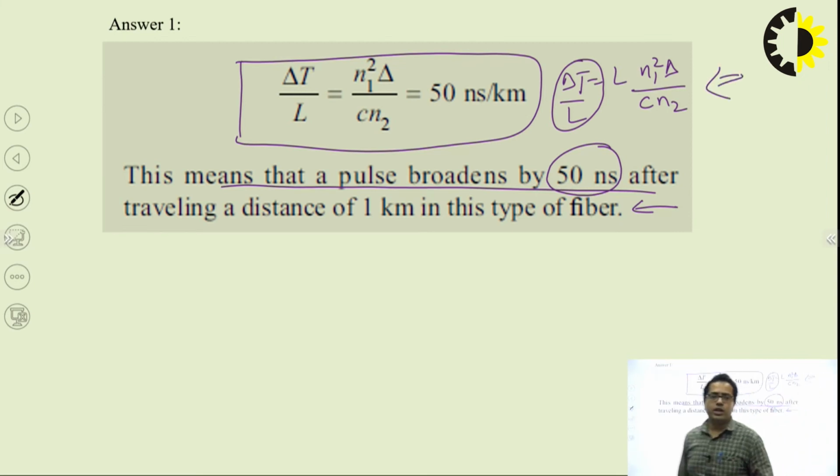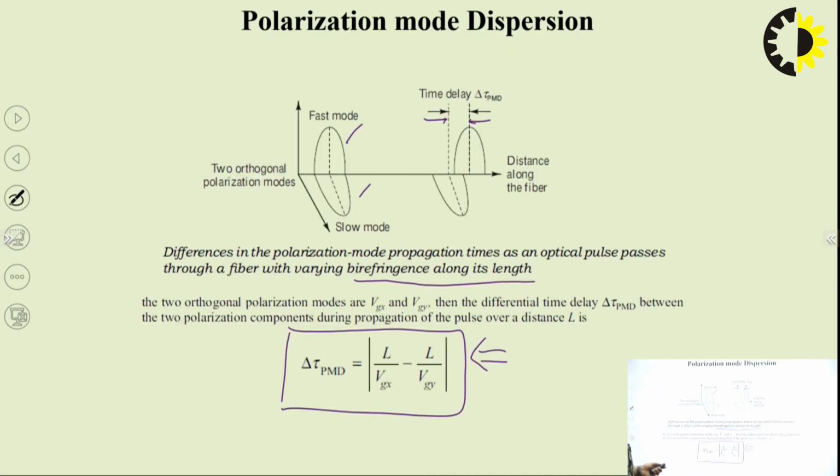Now one can easily calculate the polarization mode dispersion delay if you are provided with the group velocities of the two modes. That one is L upon Vgx minus L upon Vgy.